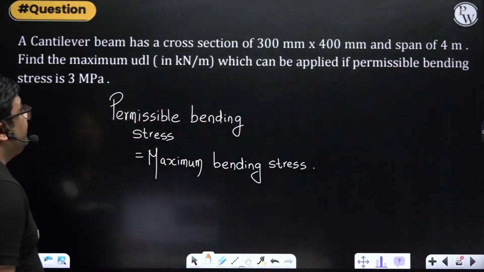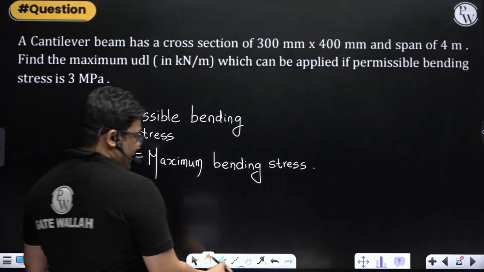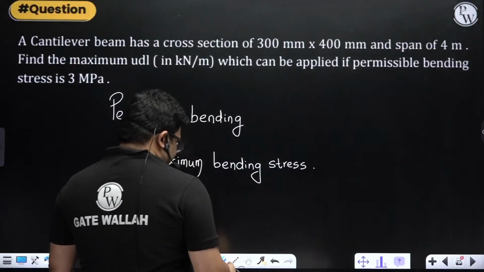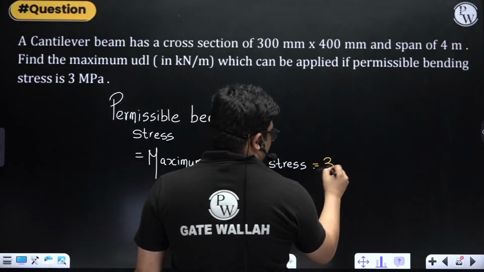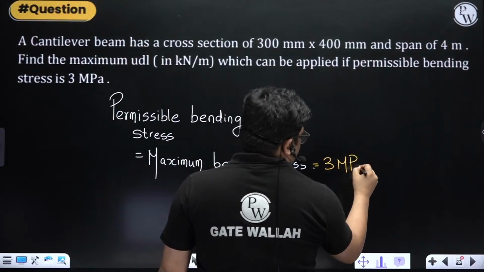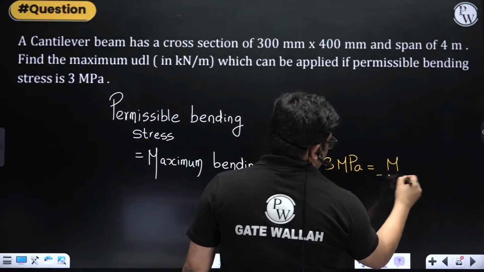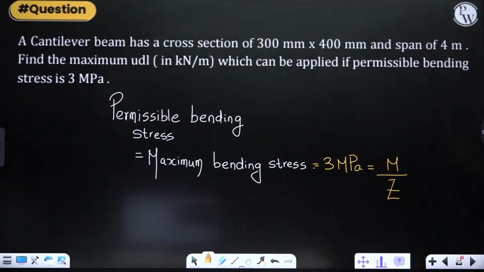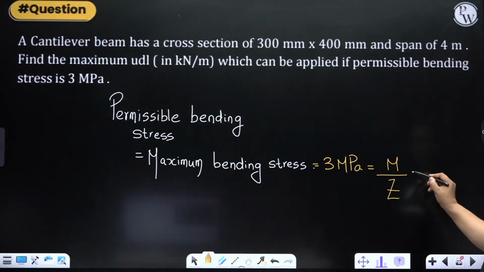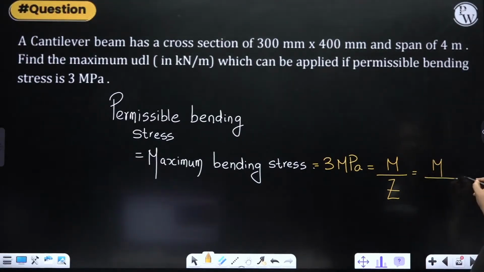Now it's the rectangular beam. Maximum bending stress occurs at the extreme fibers. That means indirectly, the maximum bending stress, which is 3 MPa, is M by Z. Yes, M by Z. Now, what is Z for a rectangular section? It is BD square by 6.